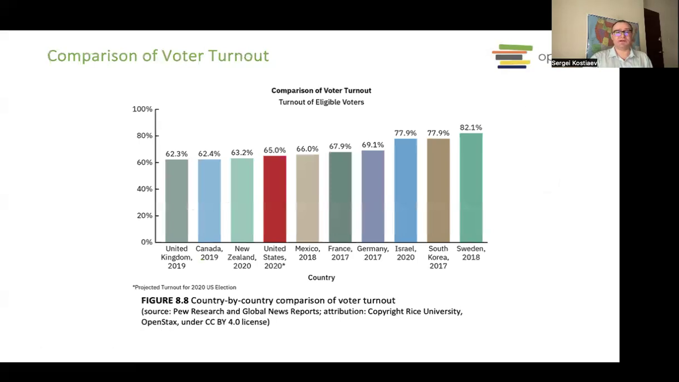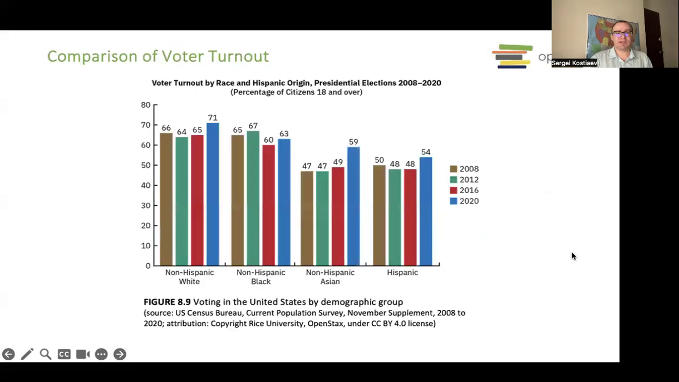And as you can see, the United States is kind of in the middle in terms of voter participation, voter turnout. In Sweden, they do like their politicians, it looks like. And in the UK, I guess it's the same as in this country. And again, what I said a few moments ago, you can see that usually, not always, but usually, whites participate in elections more than non-whites.